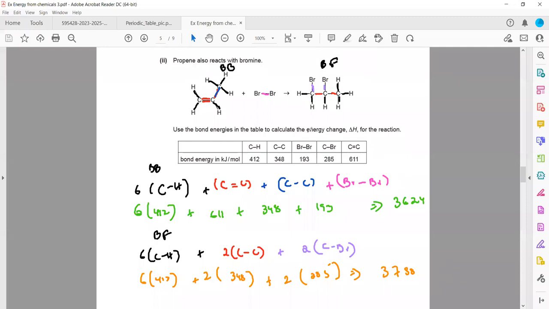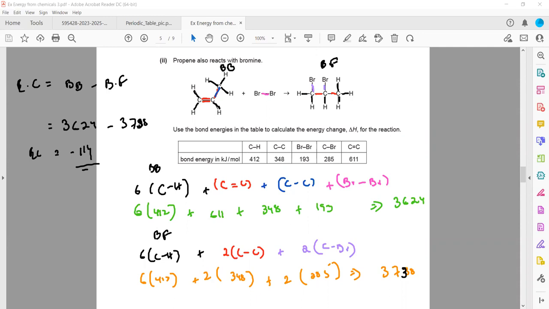Now we need the energy change. So how to work out the energy change, or enthalpy change? Energy change is equal to bond breaking minus bond forming. The bond breaking energy is 3624 minus bond forming 3738, not 88, this is 38. So when we solve, it will give us minus 114 kilojoules per mole. So the energy change for this reaction is minus 114.